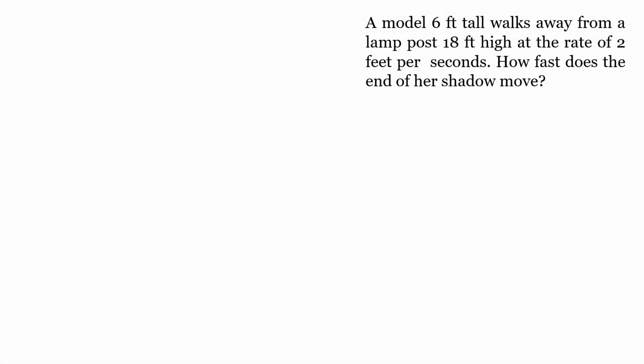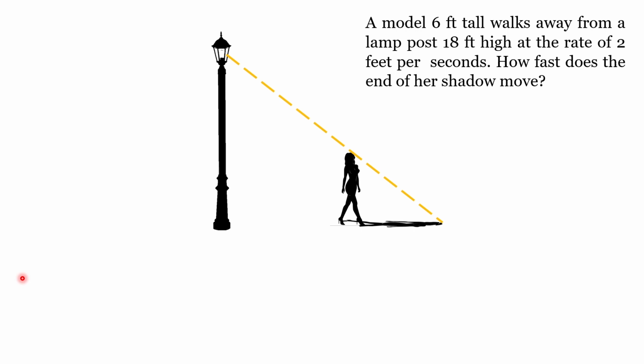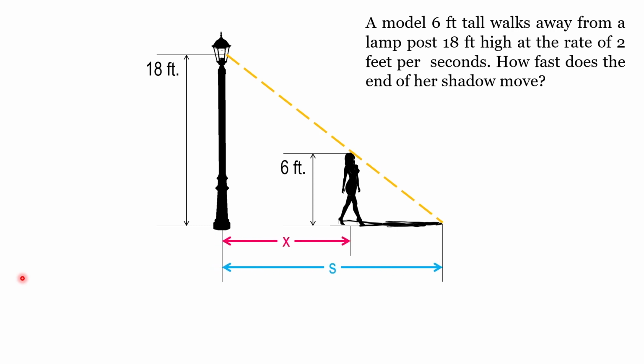Okay, so according to the problem, there is a model and there is a lamppost that casts a shadow on the model as shown on this figure. The model is 6 feet tall while the lamppost is 18 feet high. And for the sake of our solution, we will use x and s to denote these distances. Take note that x is the distance from the base of the lamppost to the model.